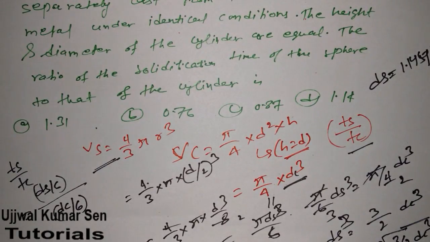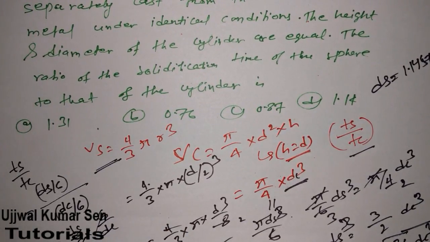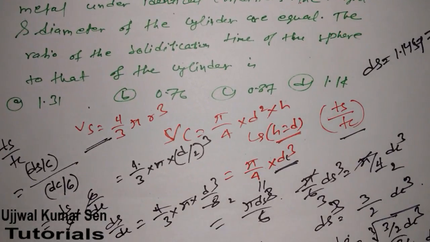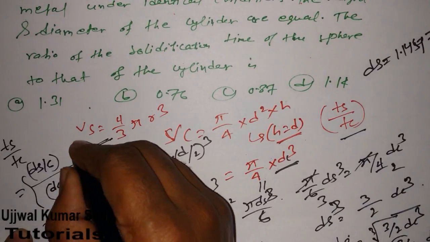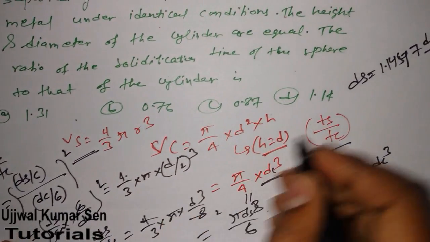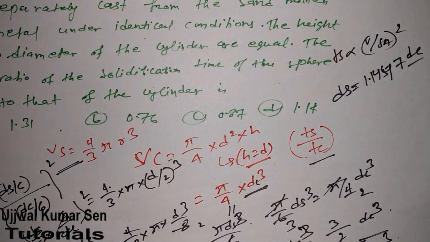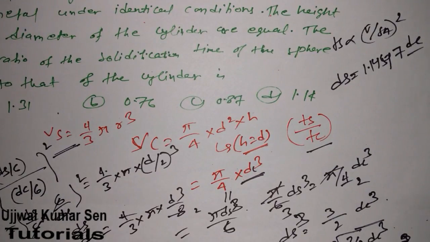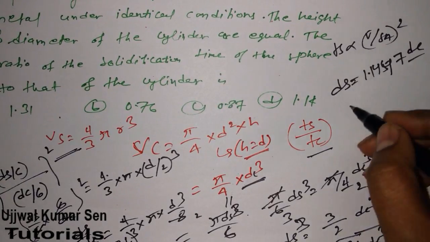Now what we got here, ds by 6 over dc by 6. The 6 gets cancelled. What we have right now is ds by dc. Now what is the value of ds? We just have to write the square, because we know that Ts is directly proportional to (volume by surface area) whole square. So what we got here is (ds by dc) squared. Now ds is equal to 1.1447 dc, so dc gets cancelled.